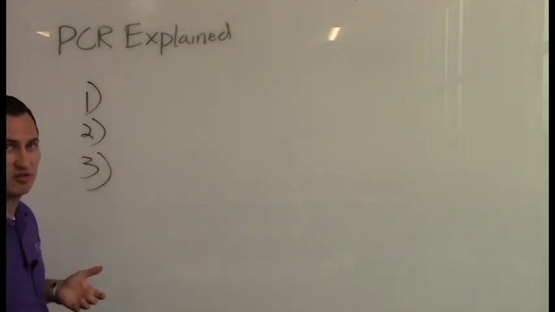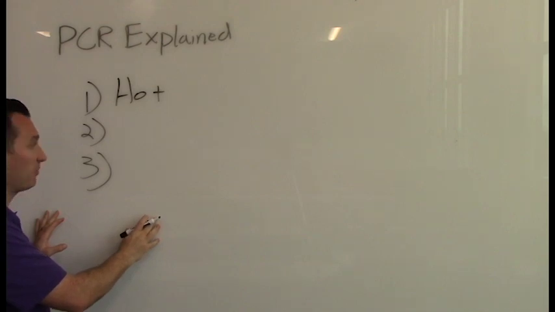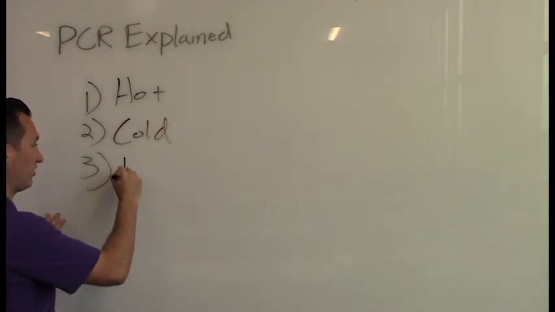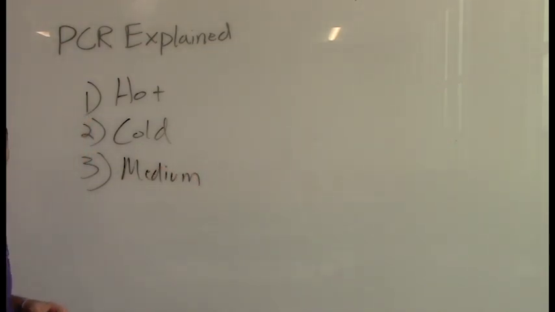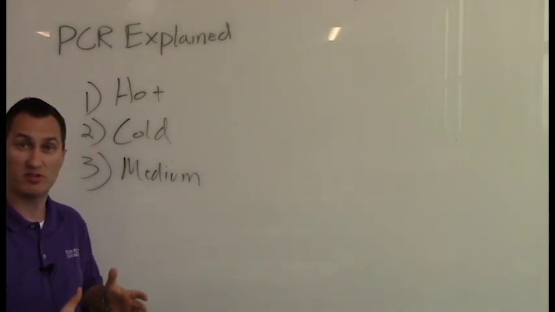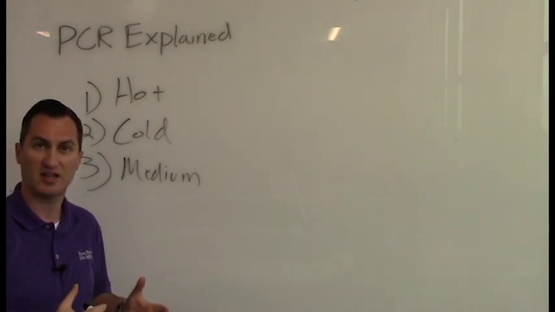First, we're going to start our reaction hot. We're going to drop the temperature to something that is relatively cold, and then we're going to settle in a nice medium temperature. Okay? So when you look at a PCR machine, all that is a fancy oven that's changing between these 3 temperatures on some specific time course, usually in the matter of seconds or minutes.